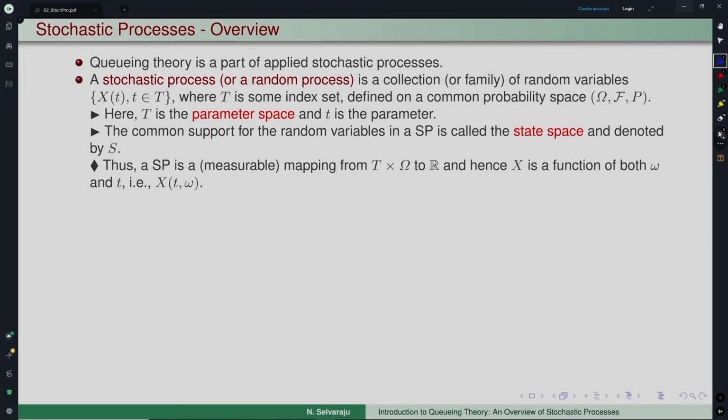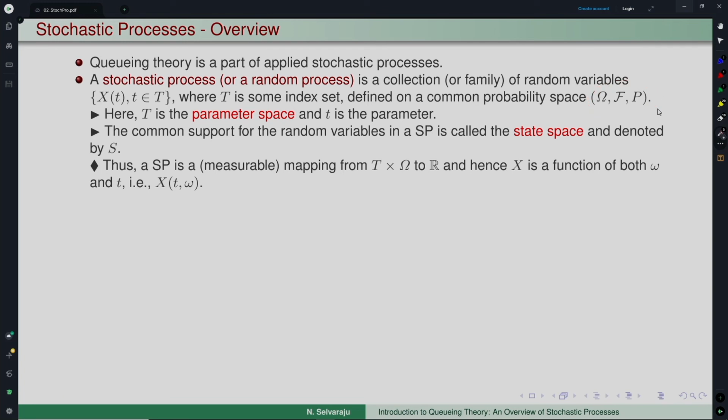So, we will start with what a stochastic process is. As you know already, if not you can see, a stochastic process or a random process is a family or a collection of random variables, which we denote in this manner, where T is some index set and all these are random variables. They are all defined on some common probability space. That is what you simply call a stochastic process.